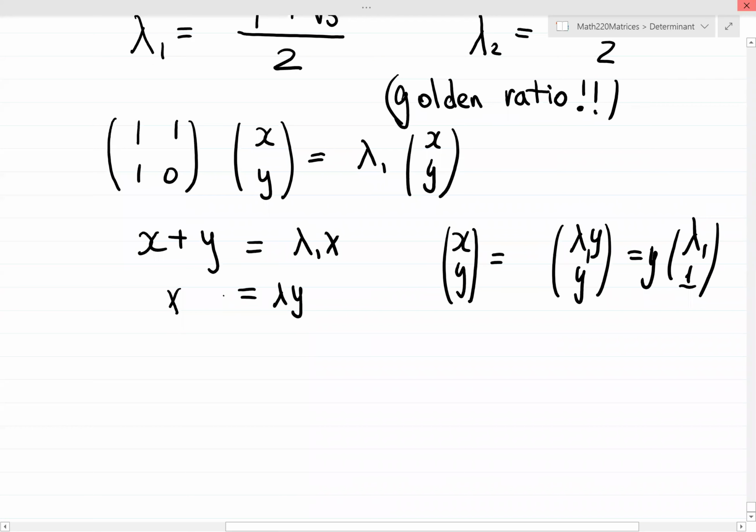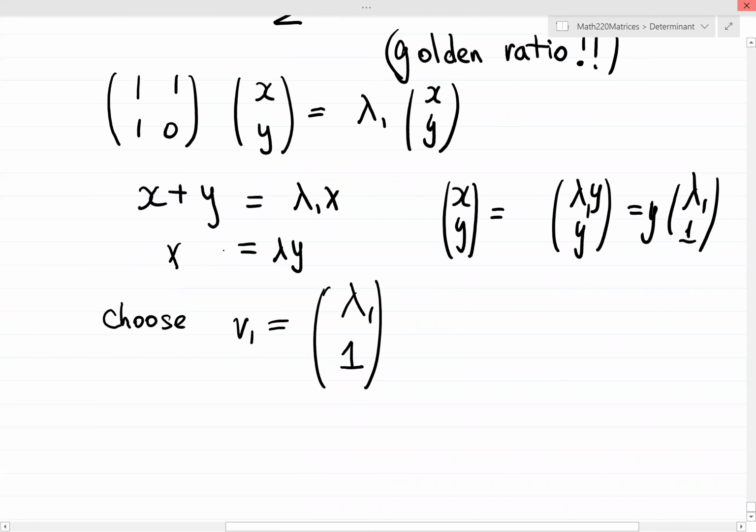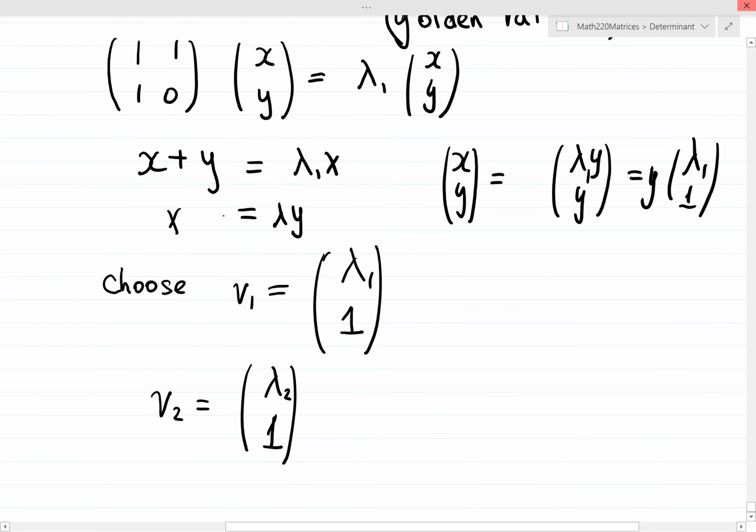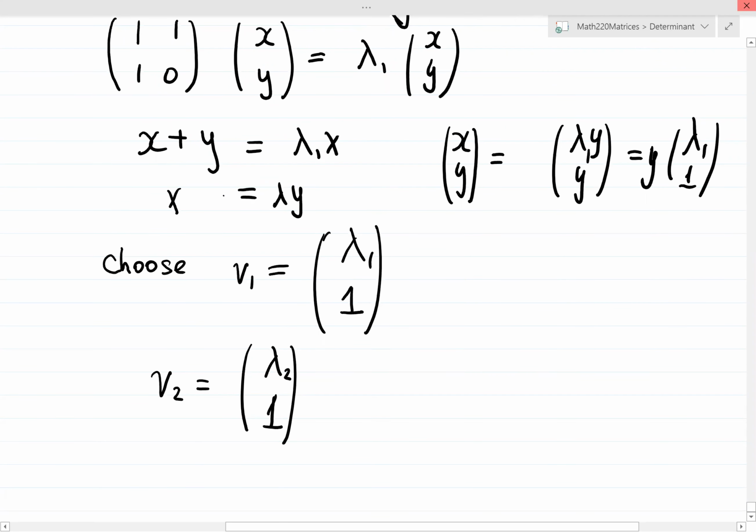So we may choose y to be 1. Choose v1, the eigenvector, to be the vector (lambda 1, 1). Similarly, we do it for lambda 2: v2 is (lambda 2, 1). So lambda 1 and lambda 2 are the names. You can replace lambda 1 to get lambda 2; by symmetry you get v2 from v1.